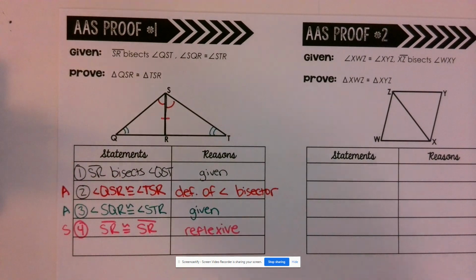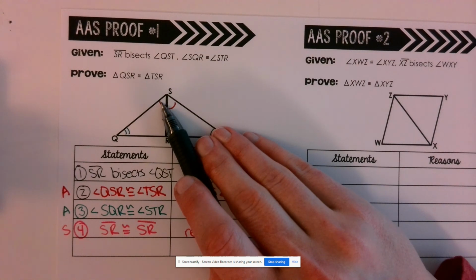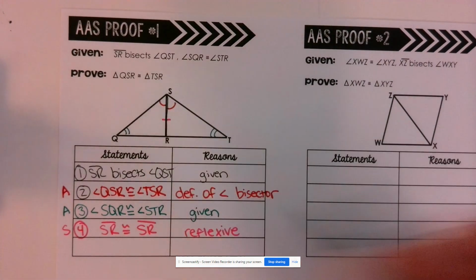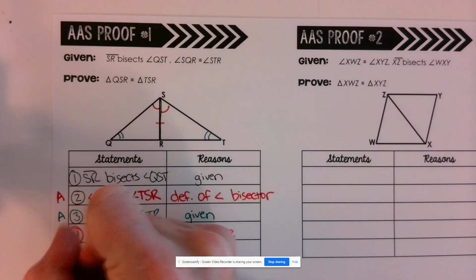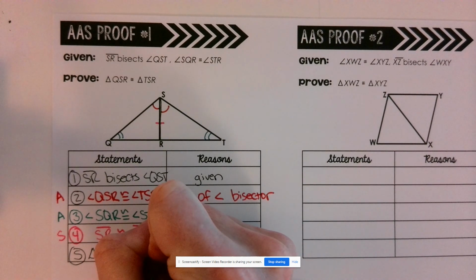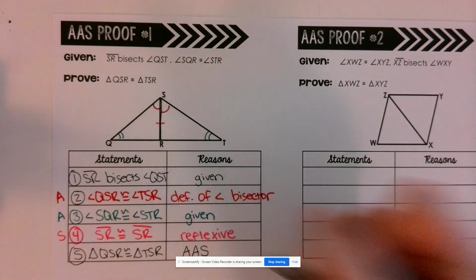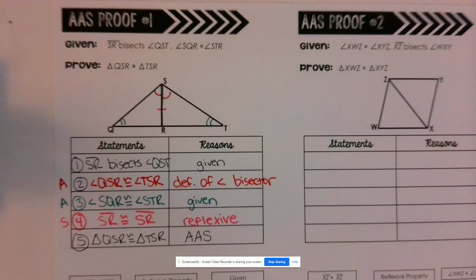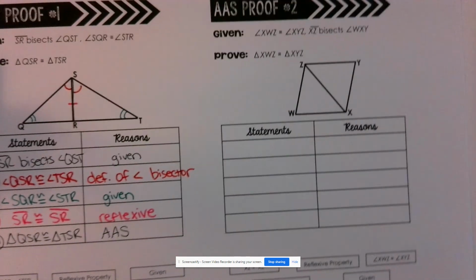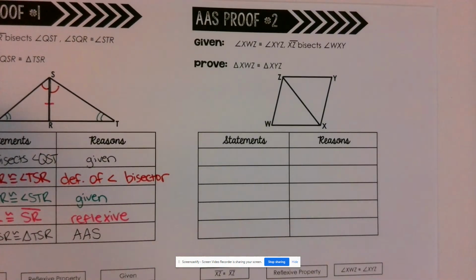And so now, when we look at our picture, we have an angle, angle, side. The side is not in between the angles, and so we're going to prove that the two triangles are congruent using the angle-angle-side theorem. On the next page, we're going to do our last angle-angle-side proof.